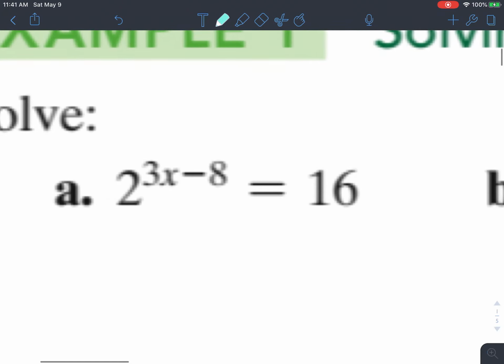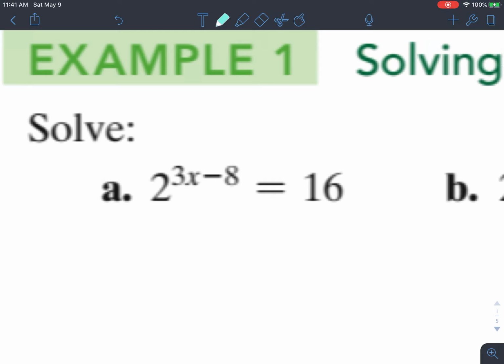Let's look at A. When we look at A, we have a base of 2 on the left, and we have a 16 on the right. You would want to make sure you're trying to make your base a smaller base number and increase the exponent. So you'd be looking to make the 16 into a 2, not the 2 into a 16. So can 16 be written with a base of 2? Yes. 16 is 2 to the 4th.